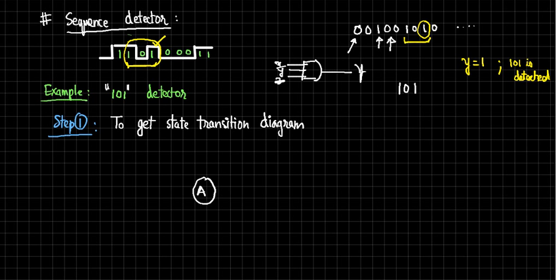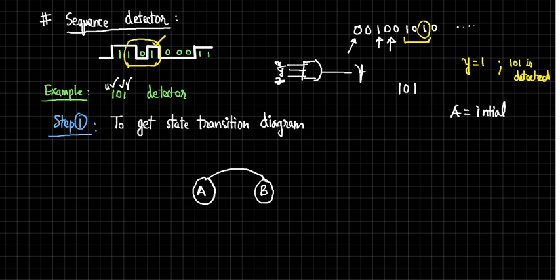It may be 0, it may be 1. Assume that it's a zero condition, or let's say the initial state is 00, I'm saying. Now here I need to detect three bits, right? 1, 0 and 1. So when should it go to the next state? I'm saying that initially the state is A. It should go to the next state whenever a 1 has been detected. That means it will go to state B whenever a 1 has been detected.